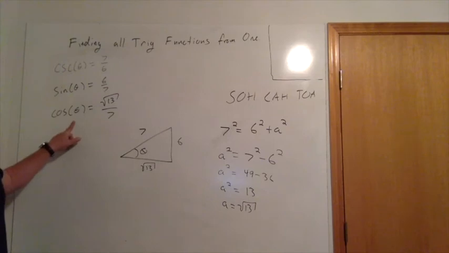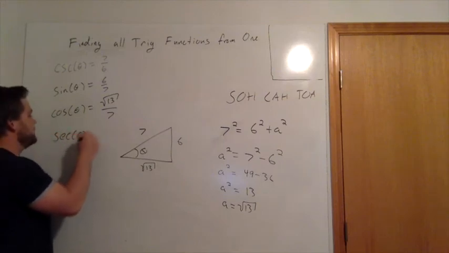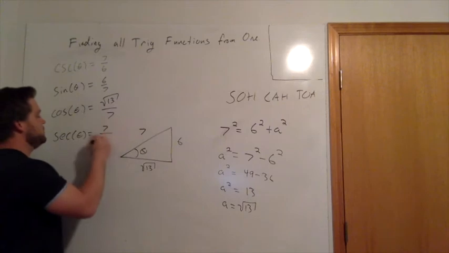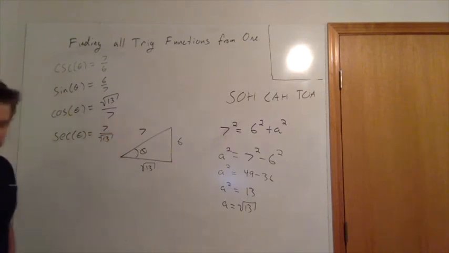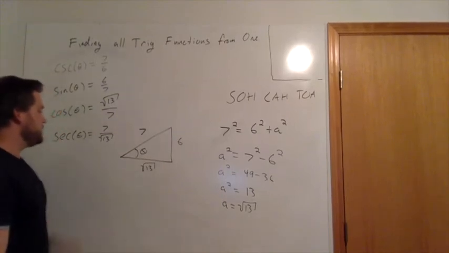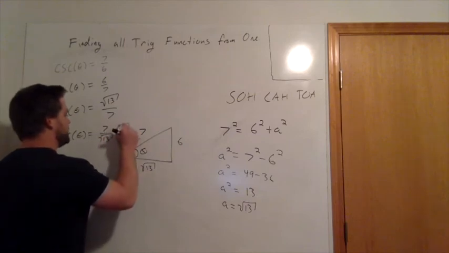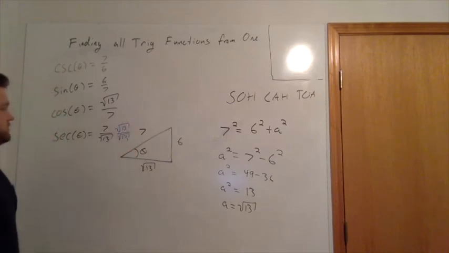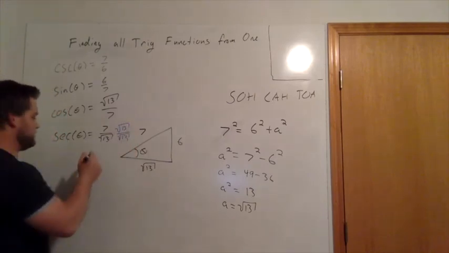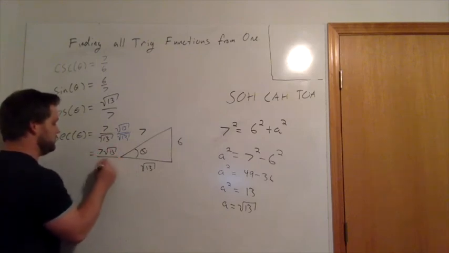And since I know what cosine of theta is, I can easily find its reciprocal. The reciprocal of cosine is secant. So secant of theta will be the reciprocal, 7 over root 13. Now it's very common, pretty much every trig textbook I've read, they always want to rationalize the denominator. So I will multiply top and bottom by root 13. I'm just cleverly multiplying by 1, the first best trick in the math book. So this will be the same thing as 7 times root 13 over 13.